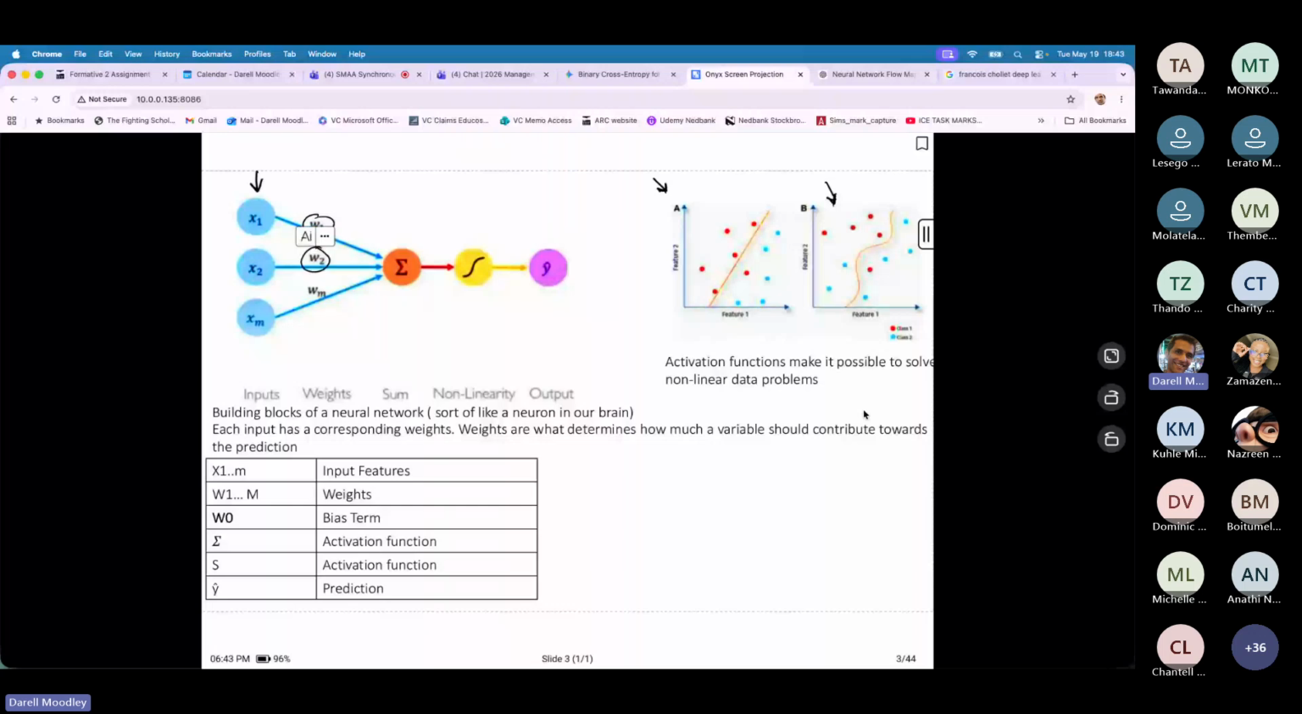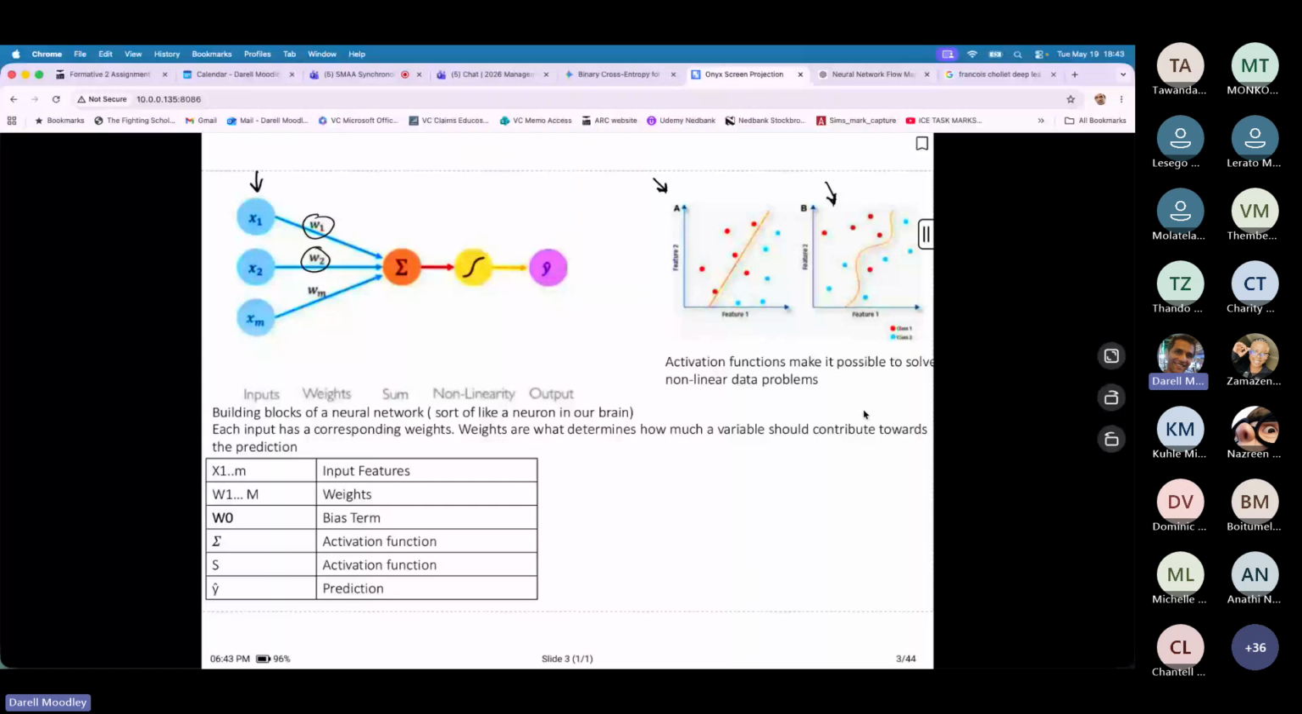All right. Now, what the weights are is, think of it like it tells you how much that variable should contribute towards a prediction. So let's say age didn't play such a big factor in whether someone would buy a product. In that case, that w1, which is associated with x1, which is age, will be lower.